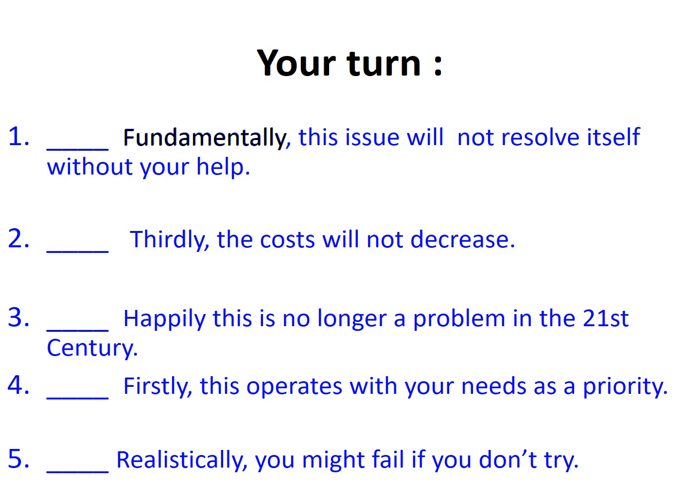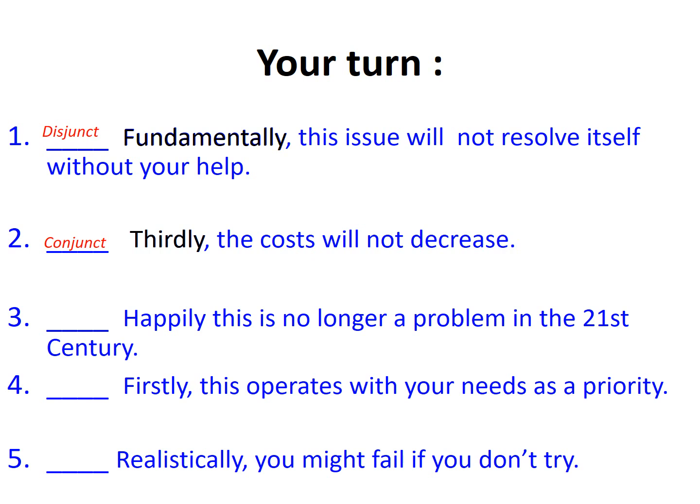So, fundamentally is a disjunct in this particular sentence. This person seems incredibly stern. They are incredibly aware this is a critical issue that will not resolve itself without your help. Thirdly, the costs will not decrease. Thirdly is a conjunct. We're clearly referring back to other parts in this person's argument or viewpoint.